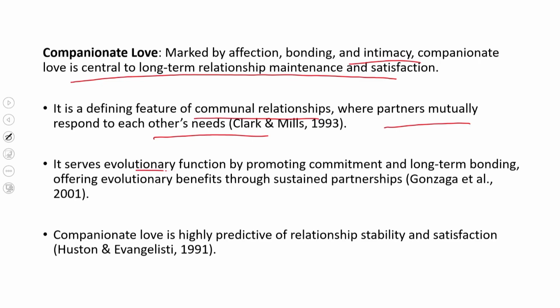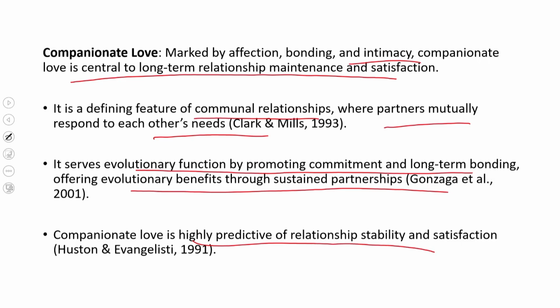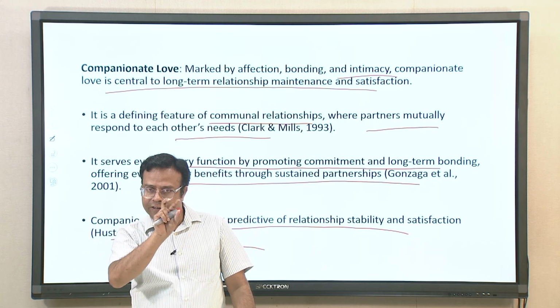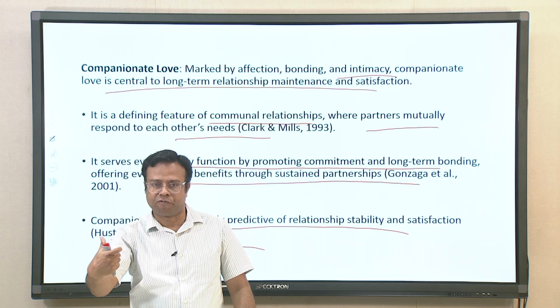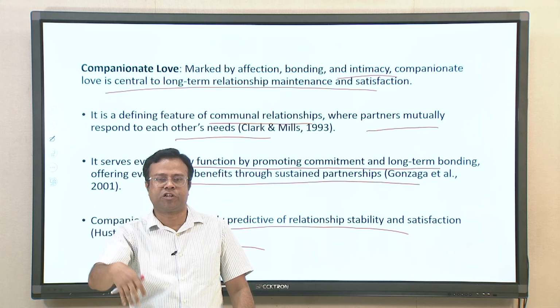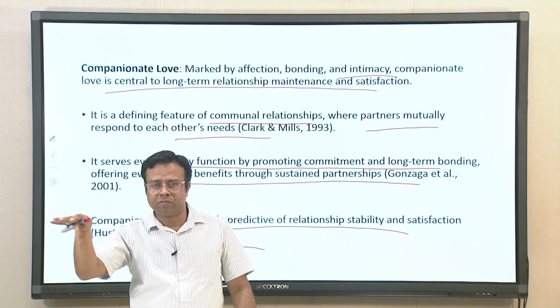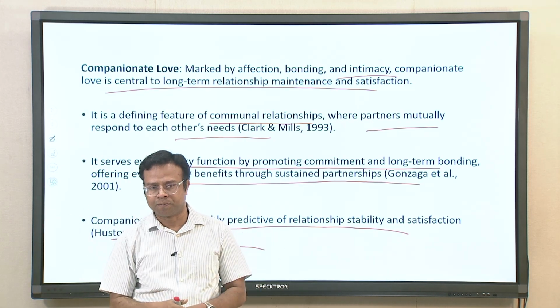It also serves an evolutionary function by promoting commitment and long-term bonding, offering evolutionary benefits through sustained partnerships and propagation of the species. Companionate love is highly predictive of relationship stability and satisfaction. So, this is much more important in long-term relationships, where the focus is on bonding, affection and intimacy, and there is long-term stability.